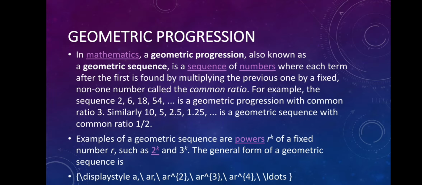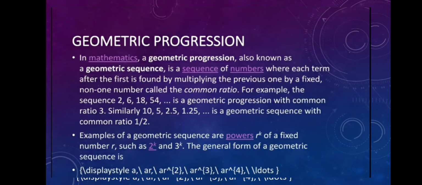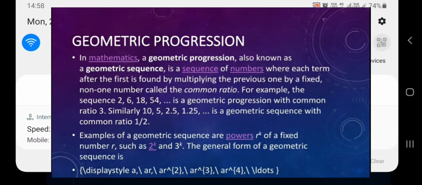Examples of geometric sequences are powers r^k of a fixed number r, such as 2^k and 3^k. The general form of a geometric sequence is a, ar^1, ar^2, ar^3, ar^4.